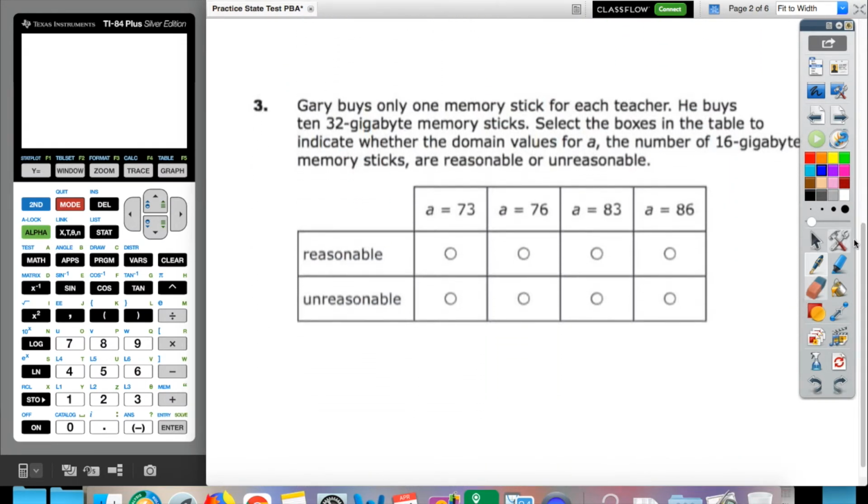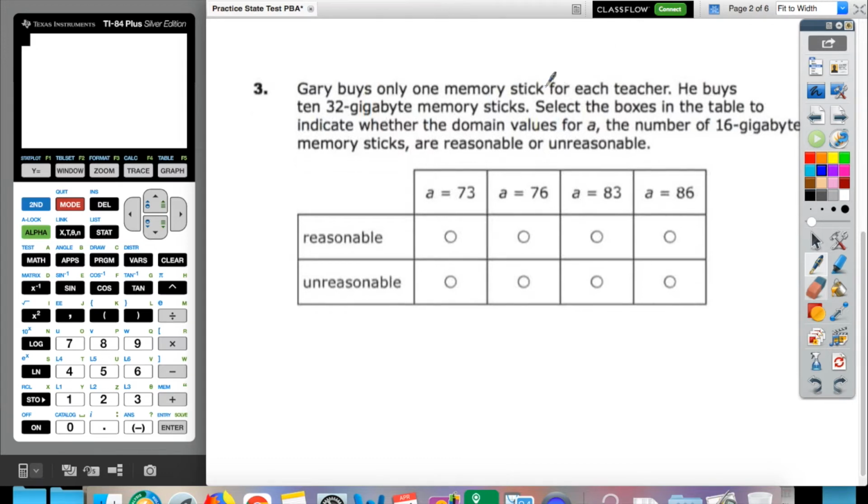Okay, number 3. Gary buys only one memory stick for each teacher. He buys 10 32 gigabyte memory sticks. Select the boxes in the table to indicate whether the domain value for A, the number of 16 gigabyte memory sticks, are reasonable or unreasonable. So they're giving us the A value. They're giving us 10 for the B value, the 32 gigabytes. We want to know which one of these A's is possible for him to get.